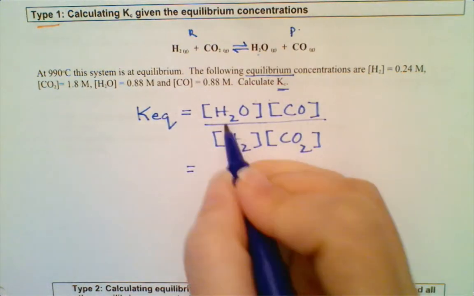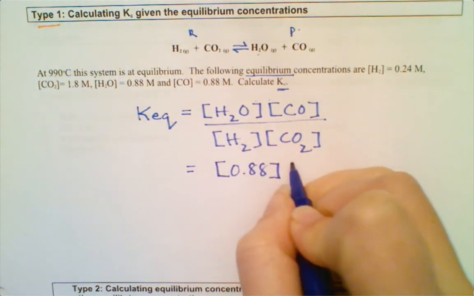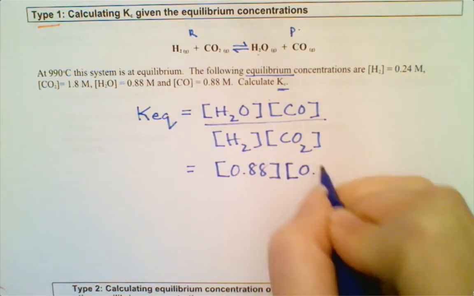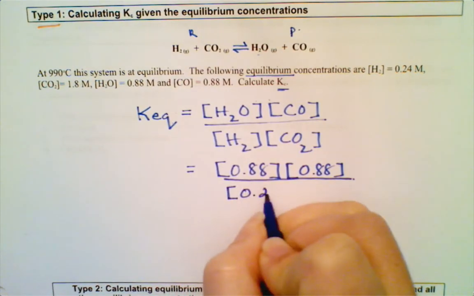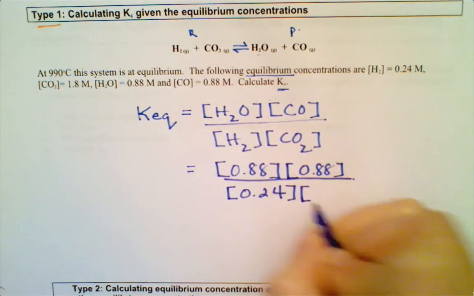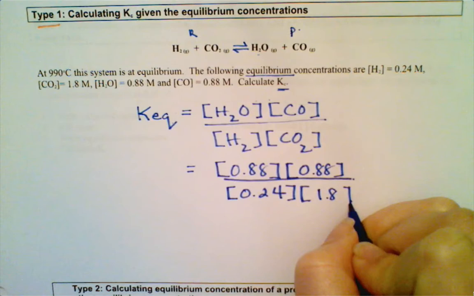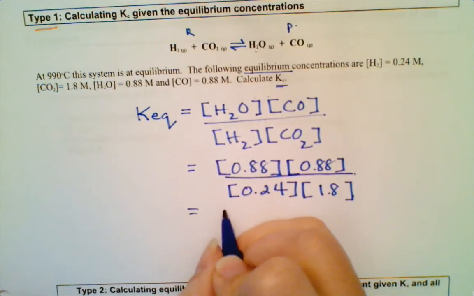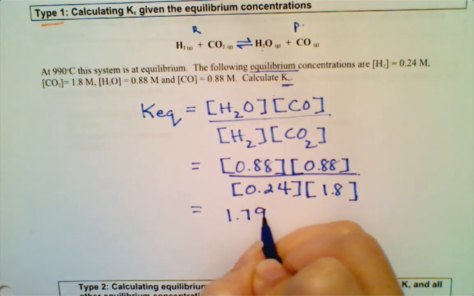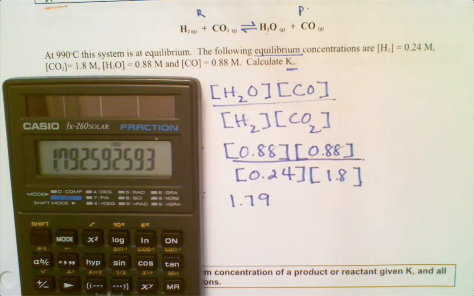All you need to do now is sub in the values for your concentrations. Okay, and as I do that, I multiply this one by, which one is that one? 1.8. Okay, there we go. And when we plug that in on our calculator, we get a value of 1.7925, repeated, 25925 and so forth.